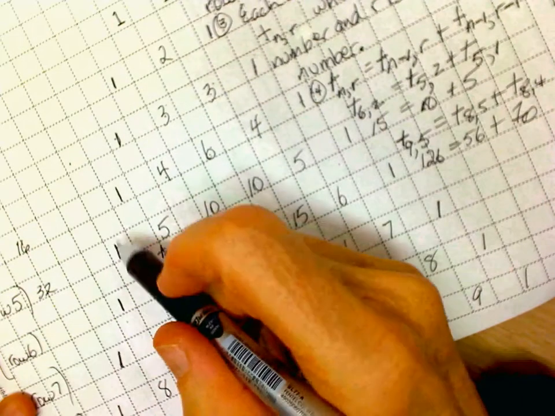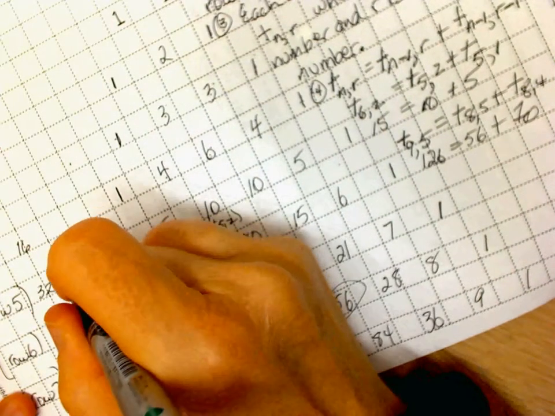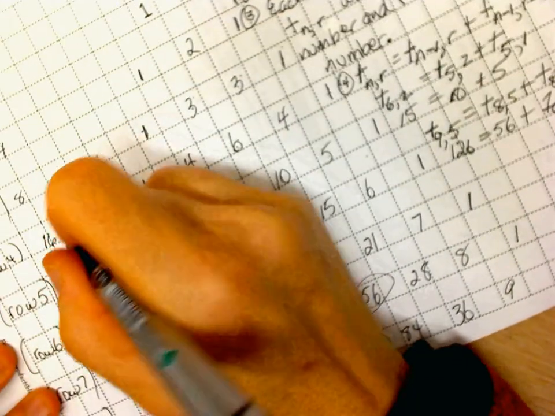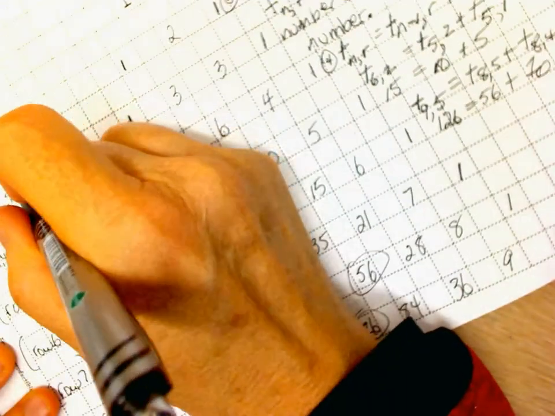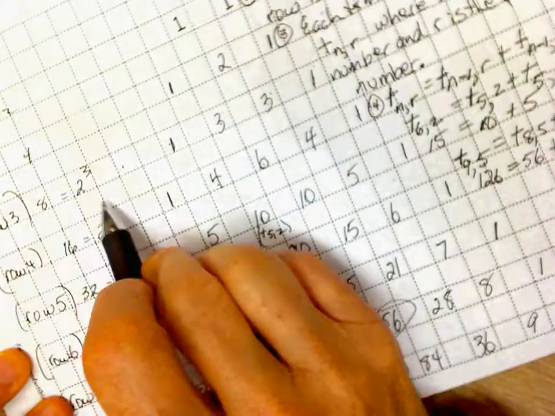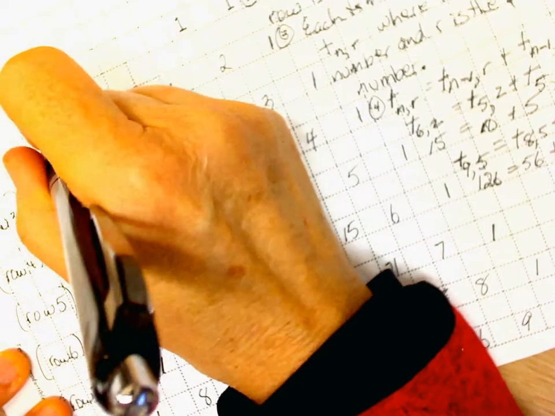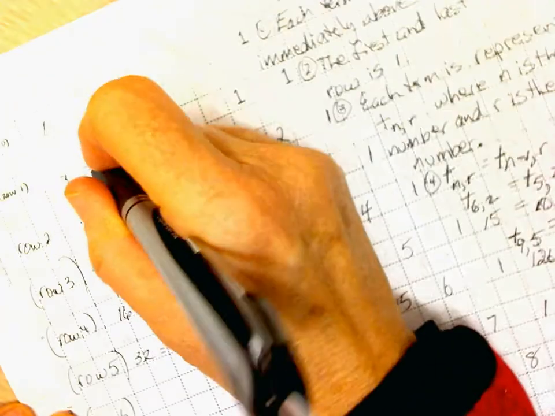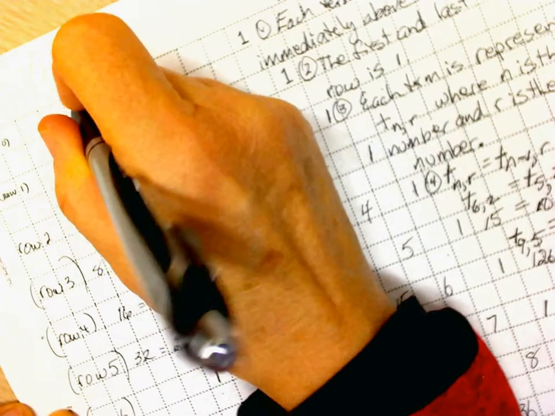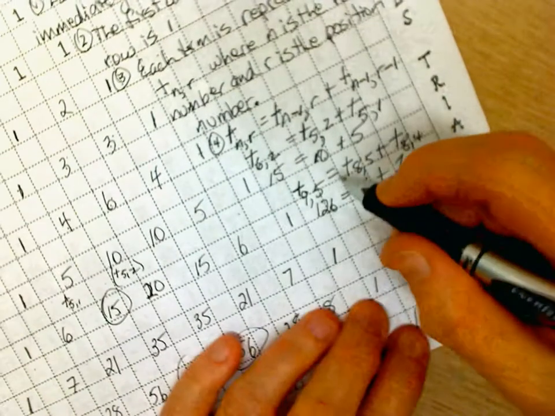This equals 2 to the 5. This equals 2 to the 4. This equals 2 to the 3. Do you see a pattern? 2 to the 2, 2 to the 1, 2 to the 0, right? So the pattern is number 5.